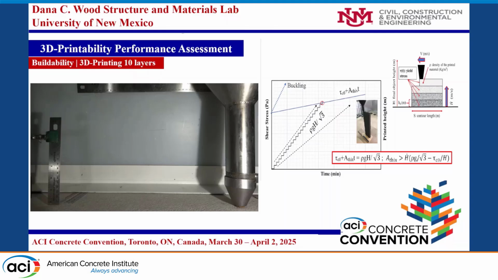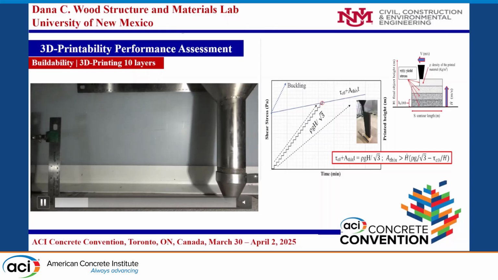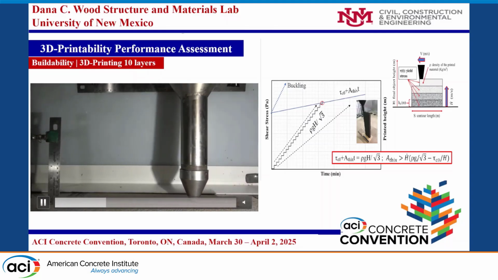So first, because we have no standard guidelines to measure buildability, we followed the standard common practice in the literature, which is building 3 layers. So here we are printing 3 layers, then 10 layers of polymer concrete.